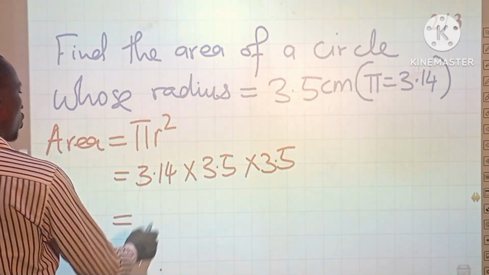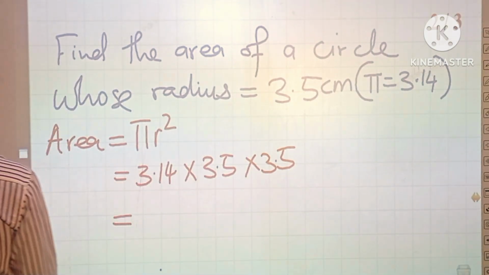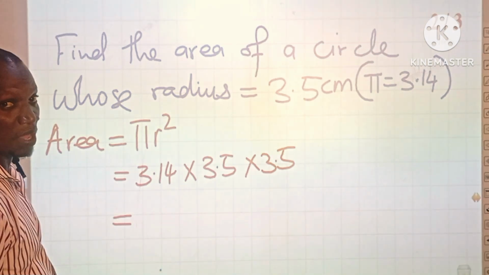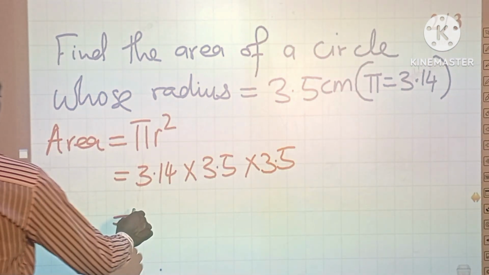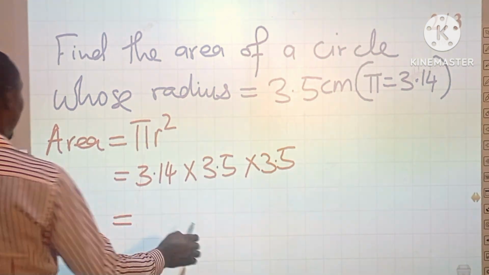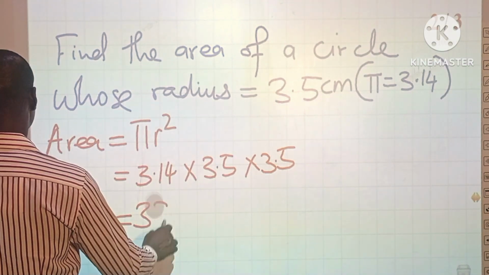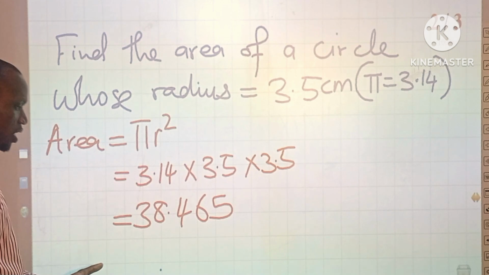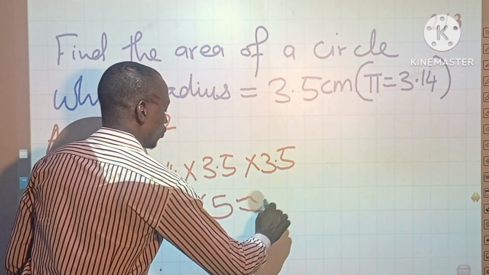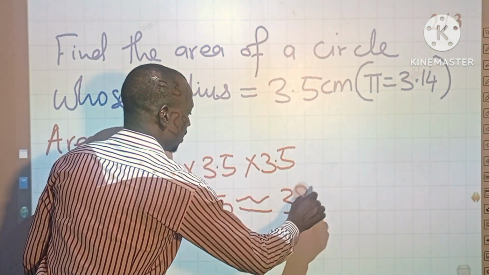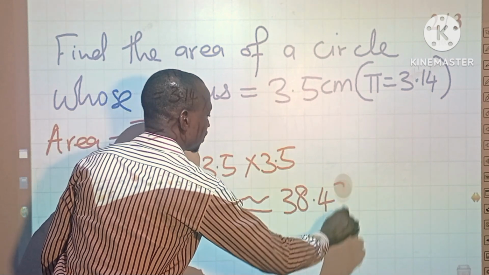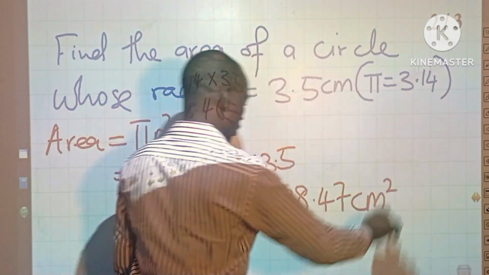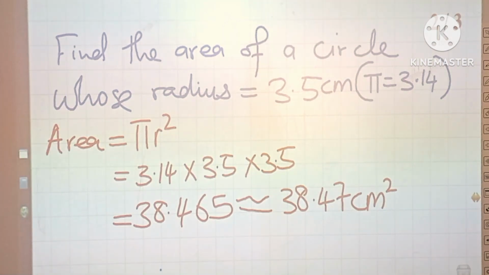When multiplied, punching your calculator or doing your normal manual multiplication on your piece of paper, you'll get the answer, which is 38.465. This can be approximated to become 38.47 to 2 decimal places, centimeters squared. That is our final answer.